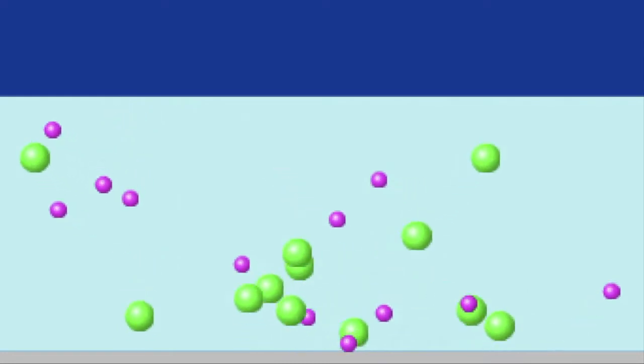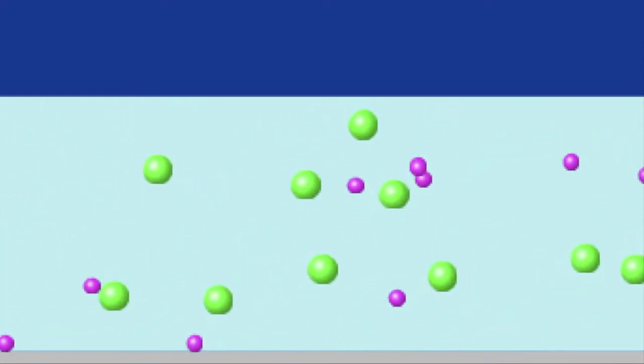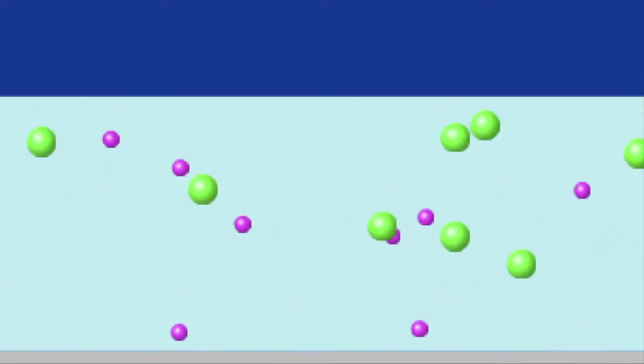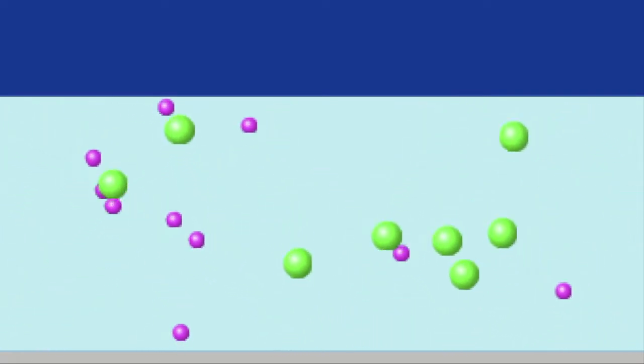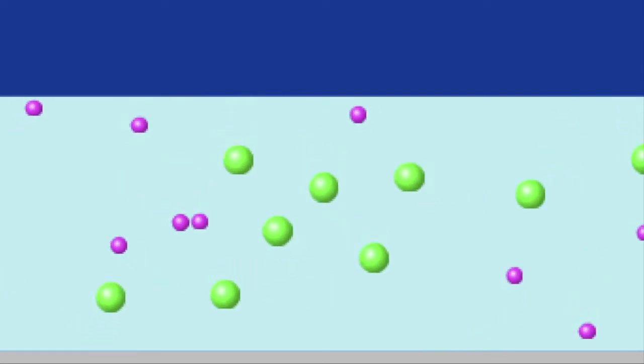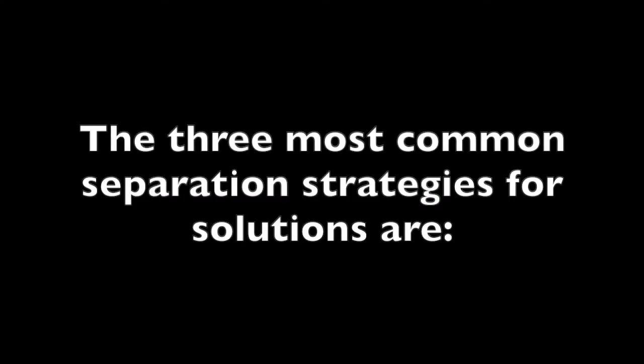The solute particles are just too small. In fact, for some mixtures, they are molecules or ions. And yet, it is still possible to separate solutions and other homogeneous mixtures. The three most common separation strategies for solutions are evaporation, distillation, and chromatography.